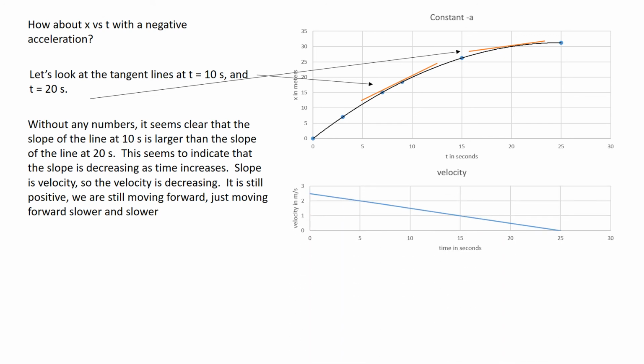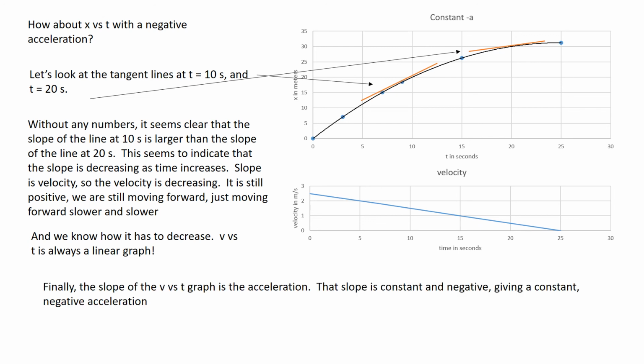Here's what a velocity versus time graph would look like. Again, we know how it has to decrease. V versus t is always a linear function, and so the graph is always going to be a line. Since my velocity is decreasing, it decreases in a linear way. Finally, the slope of the v versus t graph is the acceleration. The slope of my line seems to be constant and negative, meaning my acceleration would be a constant negative value.